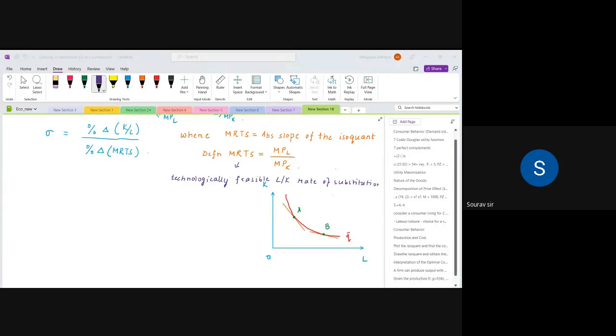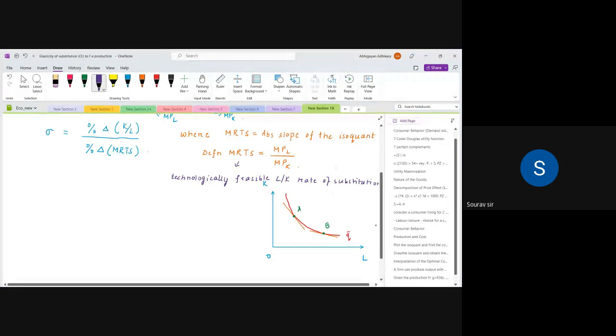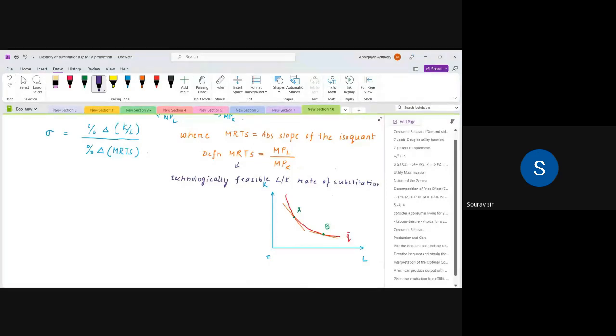In the production process, given the production function, what possible substitution can you make? If you look at the elasticity of substitution, in the numerator we have K by L. So how much are you actually doing? So it is the actual versus the possible ratio. That is what it is.